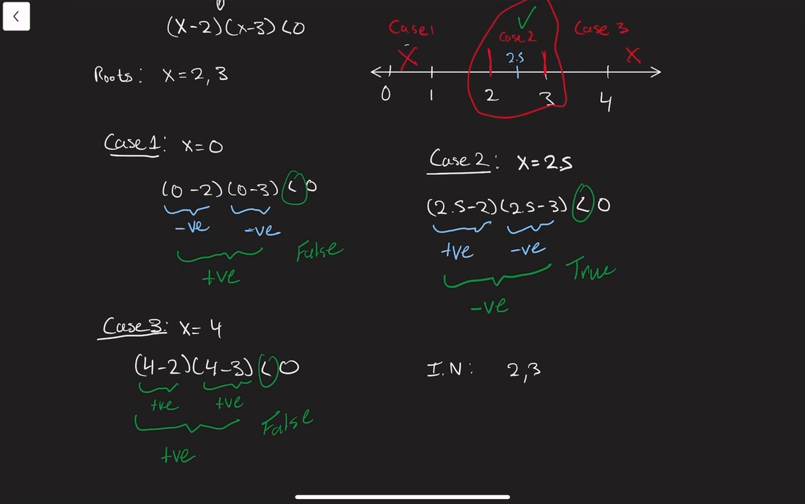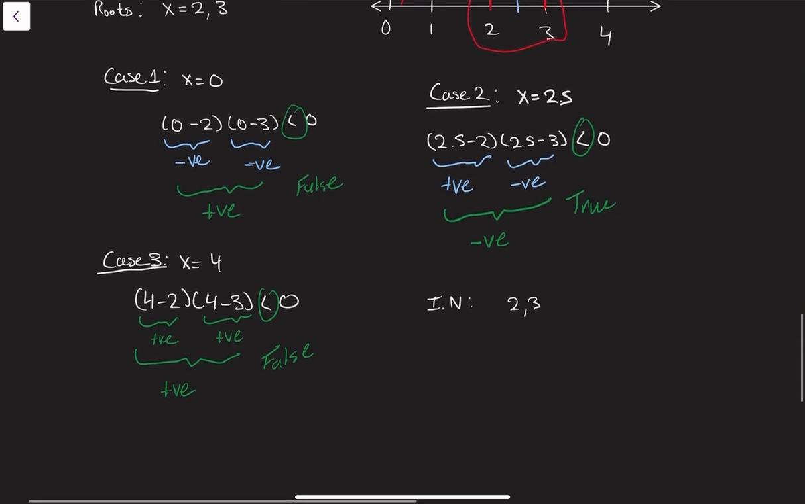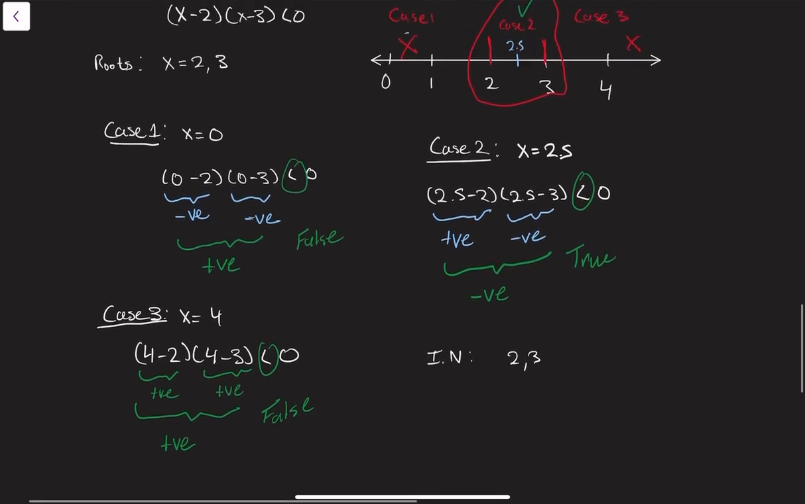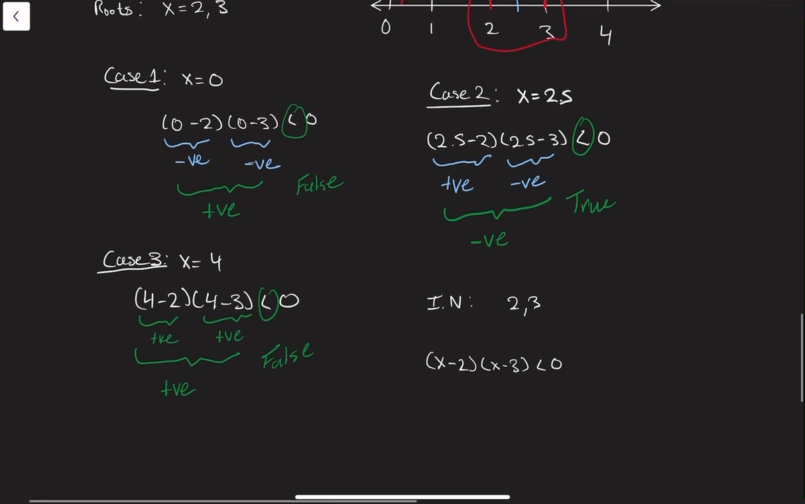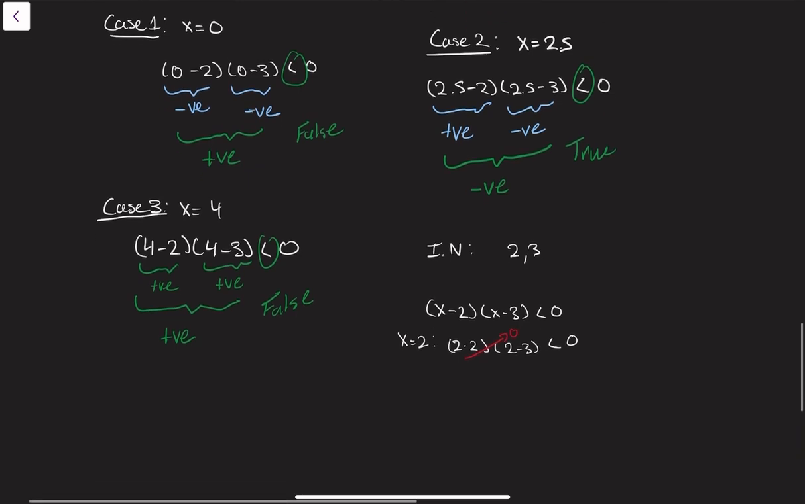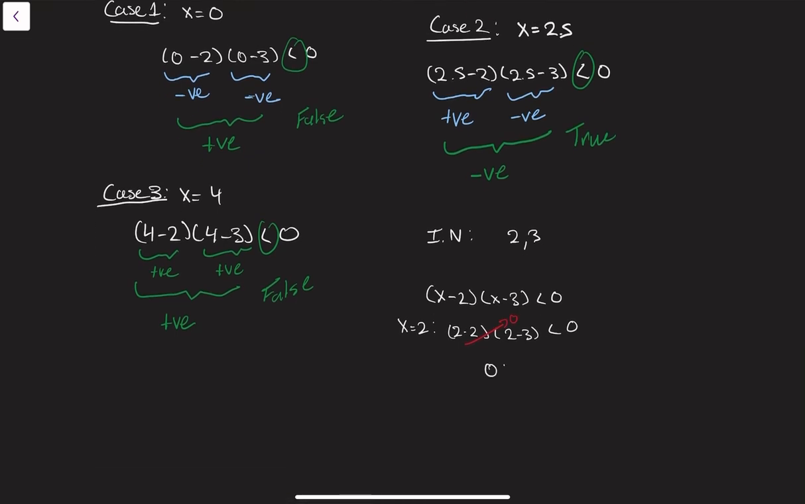Let's think about it. If we use 2 in our inequality, x minus 2 and x minus 3 are less than 0. So let's say x is equal to 2. Then we'd have 2 minus 2 and 2 minus 3 less than 0. But this is 0 because 2 minus 2 is 0. So we have 0 is less than 0. That's not true.